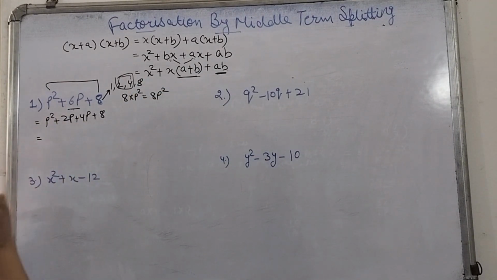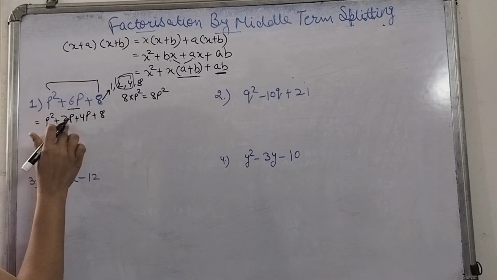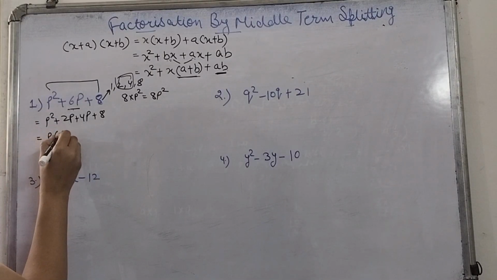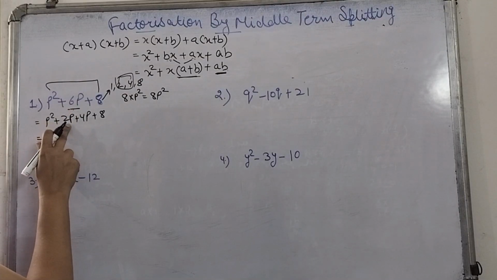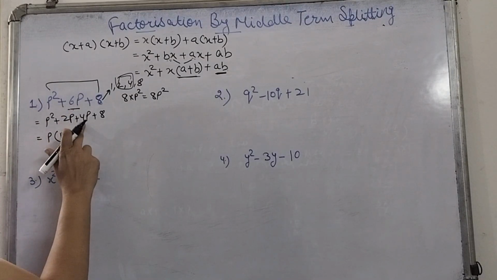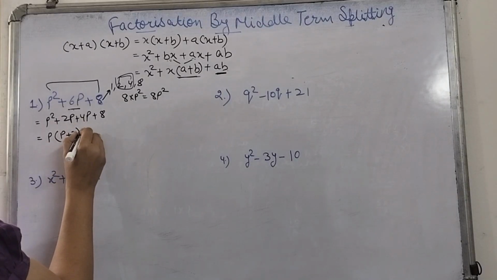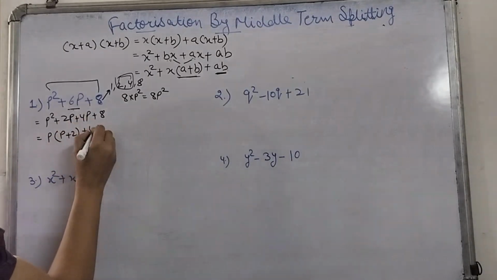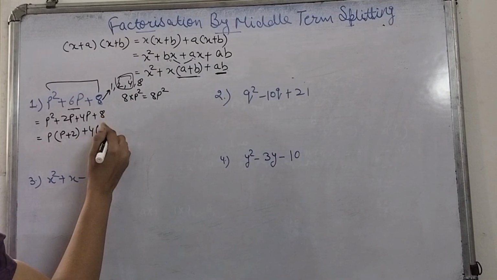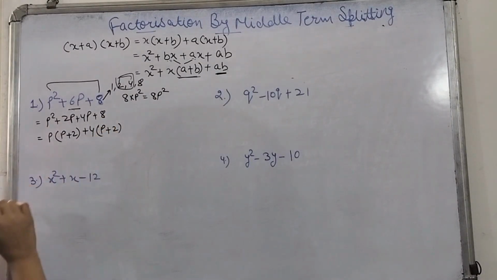In the first two terms we will take p common. If p is taken common, the remaining will be p, and from here also we have taken p common, so the remaining will be plus 2. In these two terms we can take 4 common, so the remaining in this term is p, and 4 we have taken common from this term, so it will be 4 multiplied by 2 is 8.